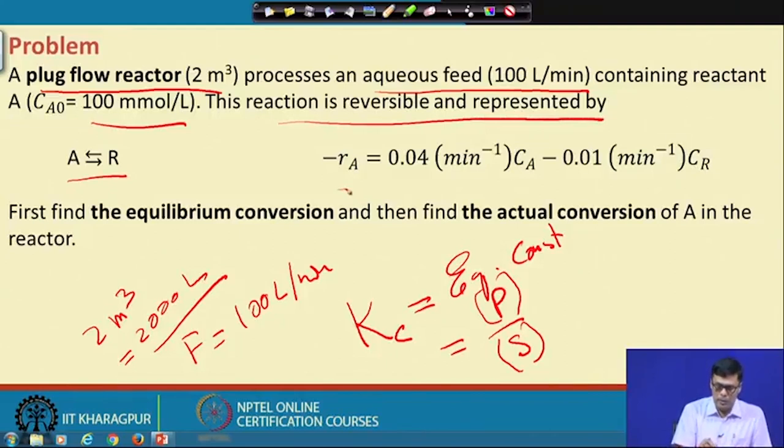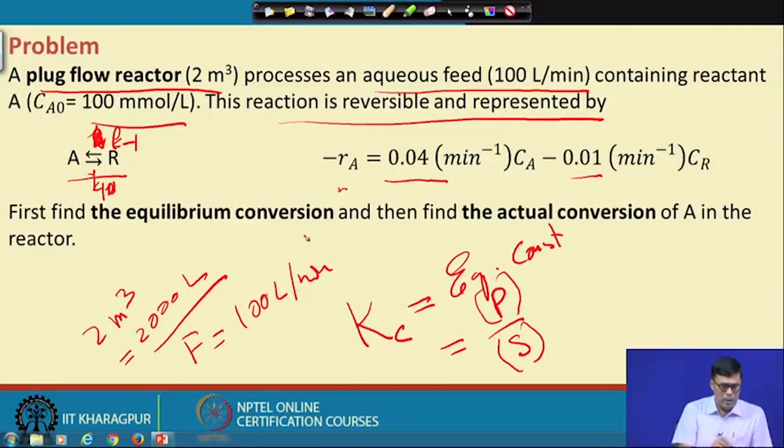And the equation is minus Ra equal to 0.04 into Ca. I want to write it here. Suppose this is K1 and this is K-1. Sorry, the sign is given in a different way. So, let us assume this is K1 and the backward one is K-1. K1 is 0.04 and K-1 is 0.01. This I want to highlight.